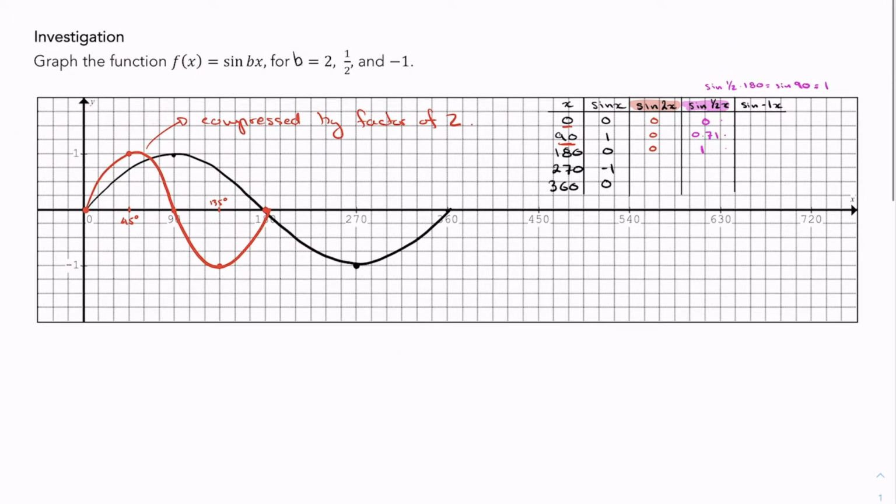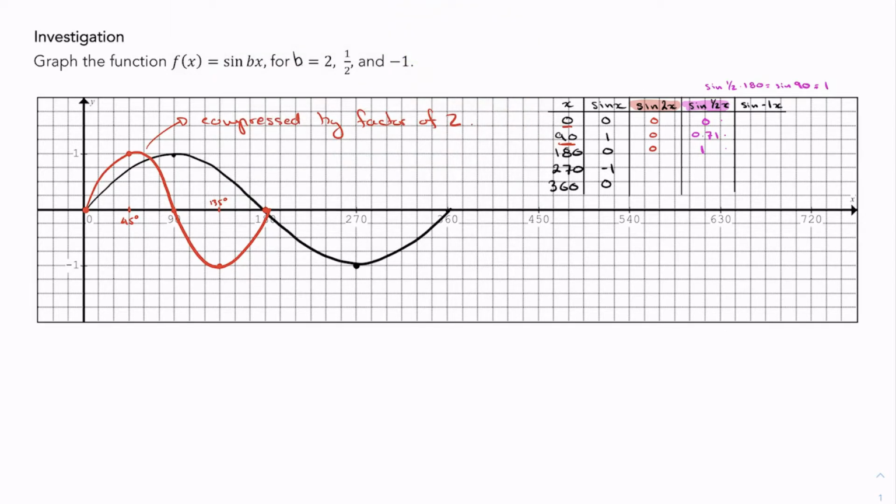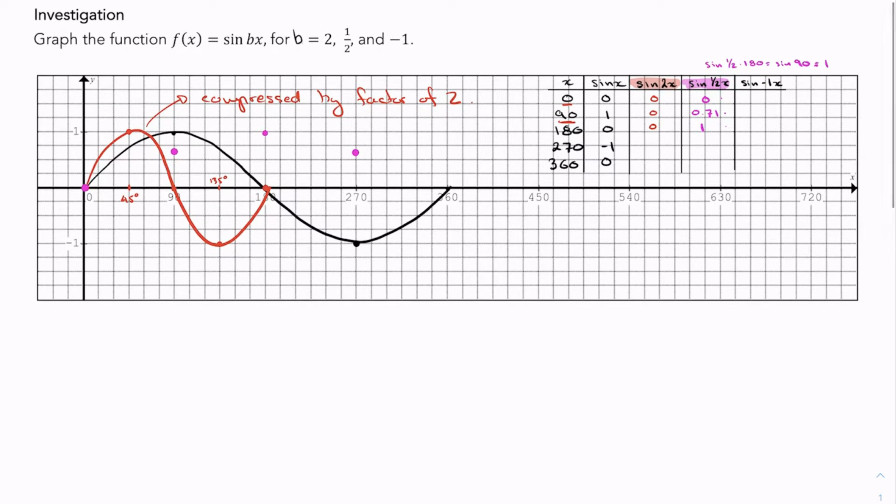Well, let's go back to our grid. Use a slightly larger dot here. So sine of 1/2 of 0 is 0. Sine of 1/2 of 90 is going to be 0.7, so that'll bring me roughly over here. And then 180, that'll bring me up to 1. Now 270, you can plug it in. It'll be half of 270, which is 135. It'll be about 0.7. 360 will be back down to 0.